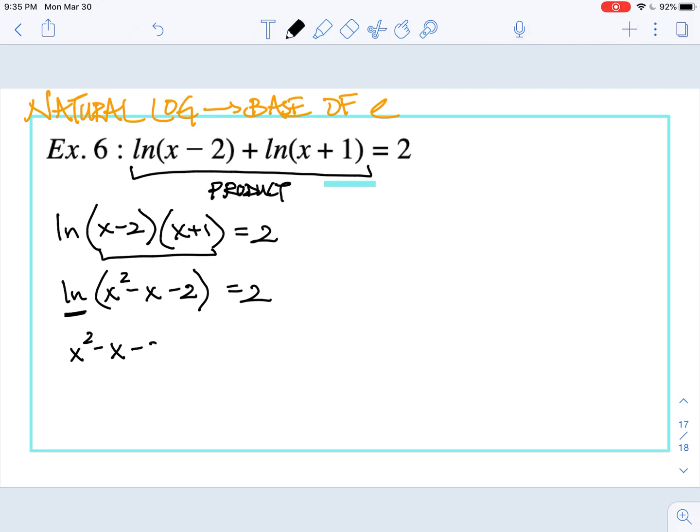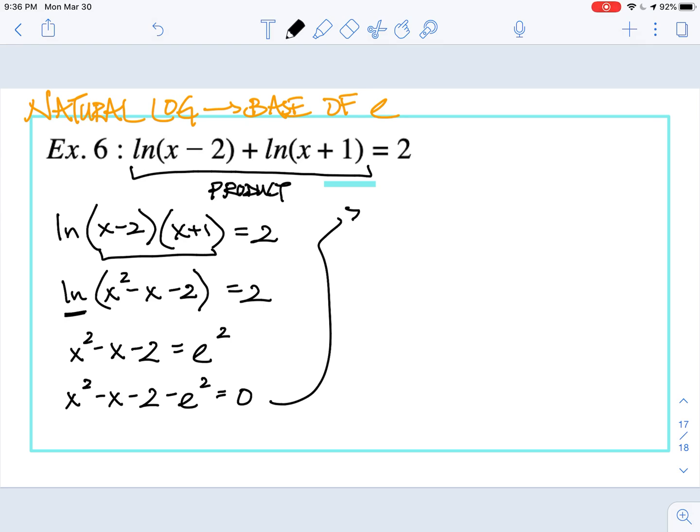So I'll get x squared minus x minus 2, or the thing that's being logged, equals the base to the power of the thing on the other side. All right, now because I want an exact answer, I'm going to leave the e squared in there until the very end. And just like any time I approach a quadratic, I like to move everything to one side, set it equal to 0, to see if I can factor it. And if I can't factor, like I can't in this case, I'm going to use the quadratic formula.